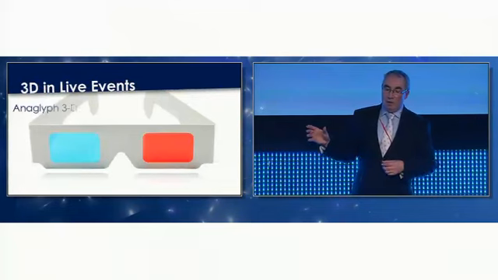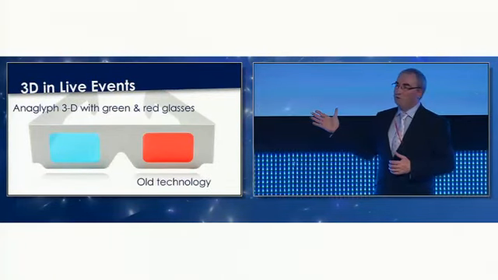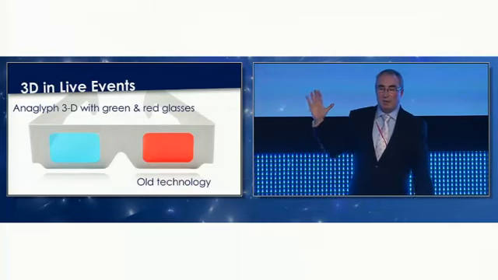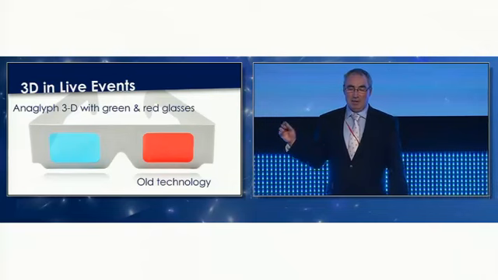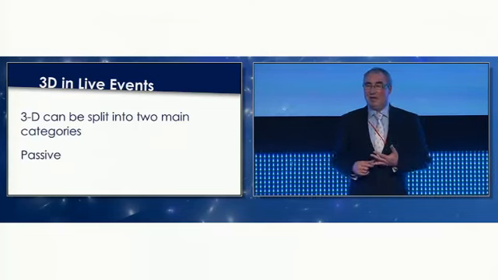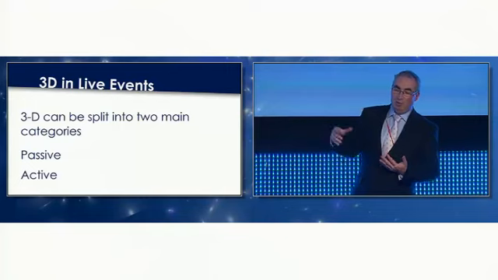I'm also going to ignore the older anaglyph 3D using red and green colour glasses that was used in the 50s and 60s for 3D shows. That technology has disappeared now, and I can't see it coming back. Now, you can split 3D stereoscopic projection or display into two different categories, passive and active. Passive technology can then be split into polarized and colorized.